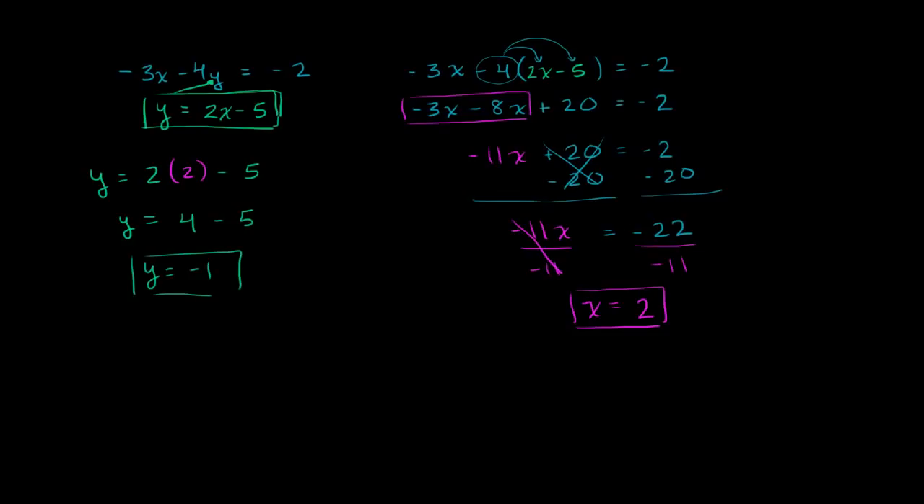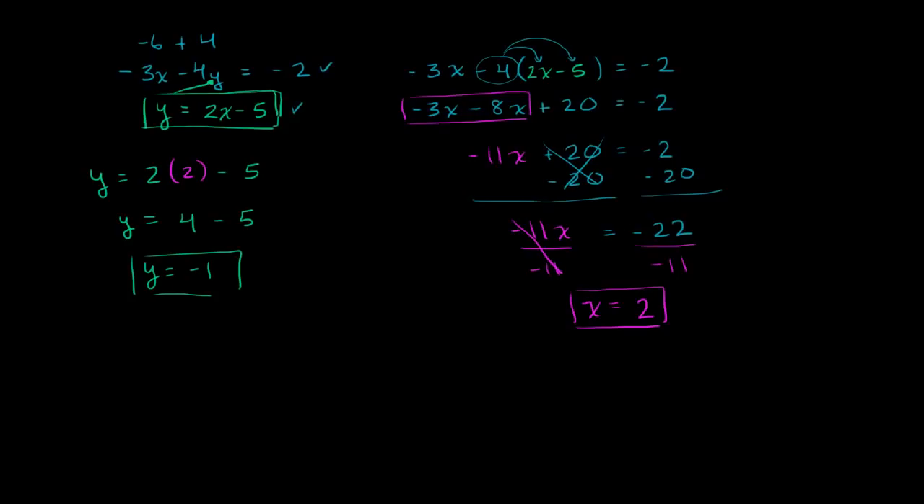And you can verify that it'll work in this top equation. If y is equal to negative 1 and x is equal to 2, this top equation becomes negative 3 times 2, which is negative 6, minus 4 times negative 1, which would be plus 4. And negative 6 plus 4 is indeed equal to negative 2. So it satisfies both of these equations.